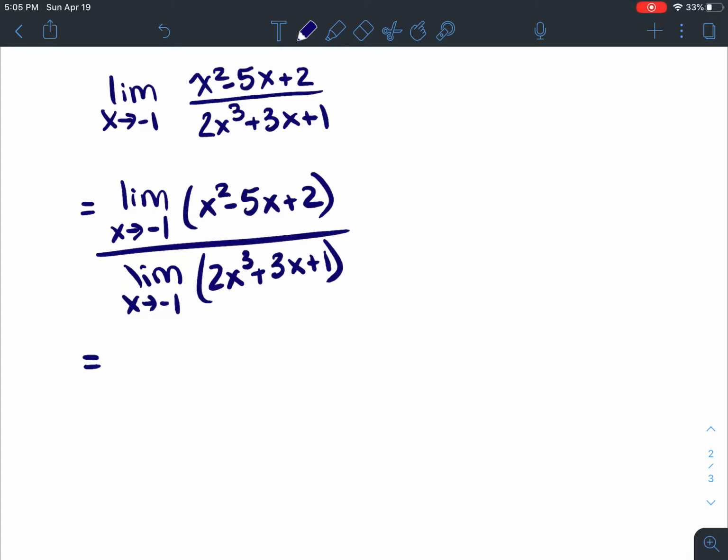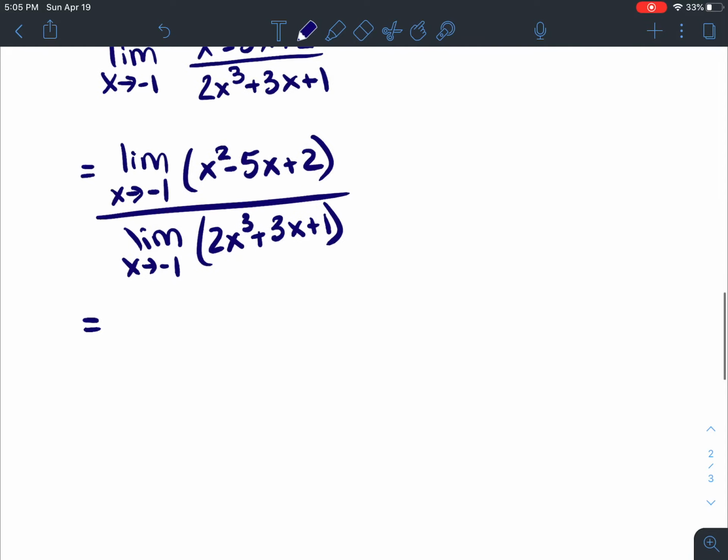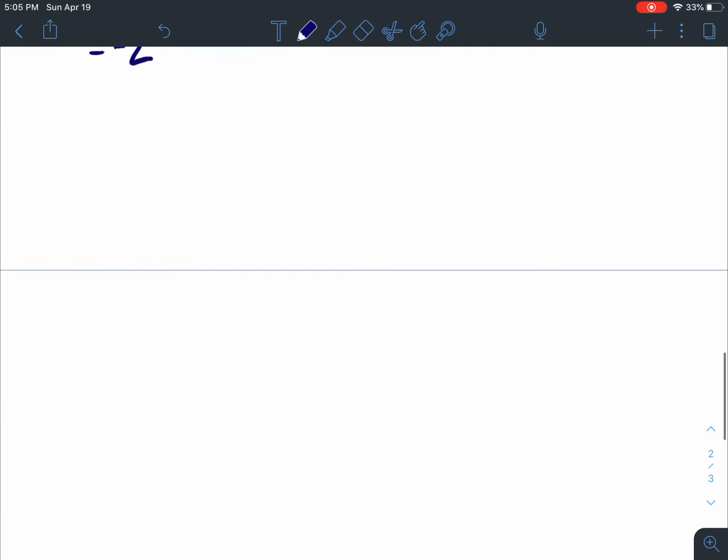They're polynomial functions again, the top and bottom. So I'm actually just going to sub in -1 in the top and the bottom. And I will get 8 over -4, which is -2. Awesome.